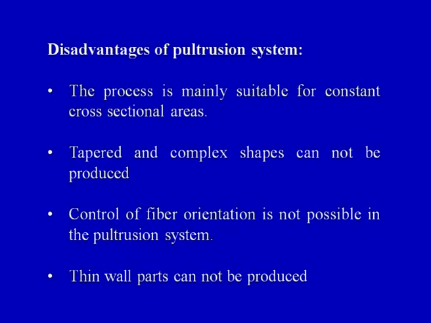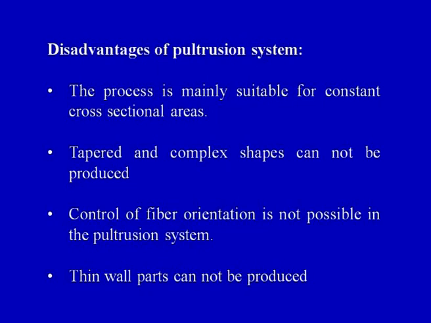Now, what are the disadvantages of the pultrusion system? The process is mainly suitable for constant cross sectional area. This point has already been addressed, where the cross sectional area of the product is changing quite often. That type of products cannot be manufactured by the pultrusion process. So, the process is mainly suitable where the cross section of the product is constant. The tapered and complex shapes cannot be produced by the pultrusion system.